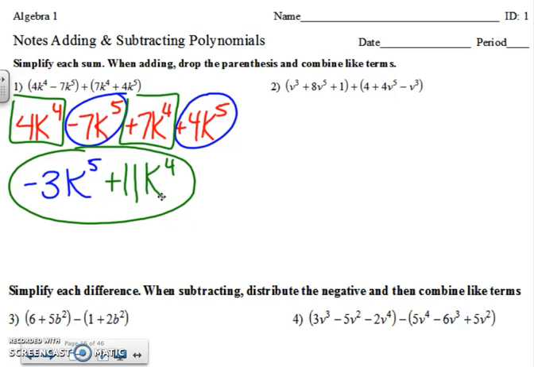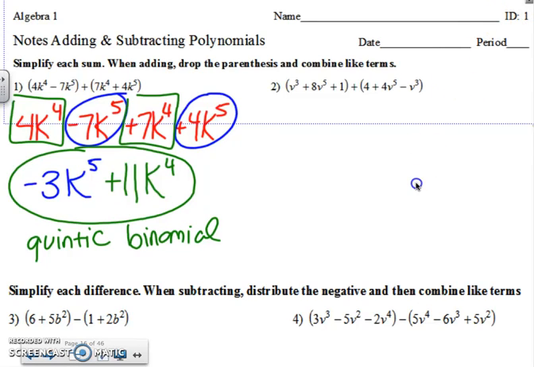And if we want to practice naming polynomials, we can actually name this. So that 5 is going to make it a quintic. And since there are two terms, it's a binomial. Okay, so let's add naming the polynomial in there so we can get some more practice with that as well. Okay, so why don't you press pause and try number 2, and then make sure you name it as well.